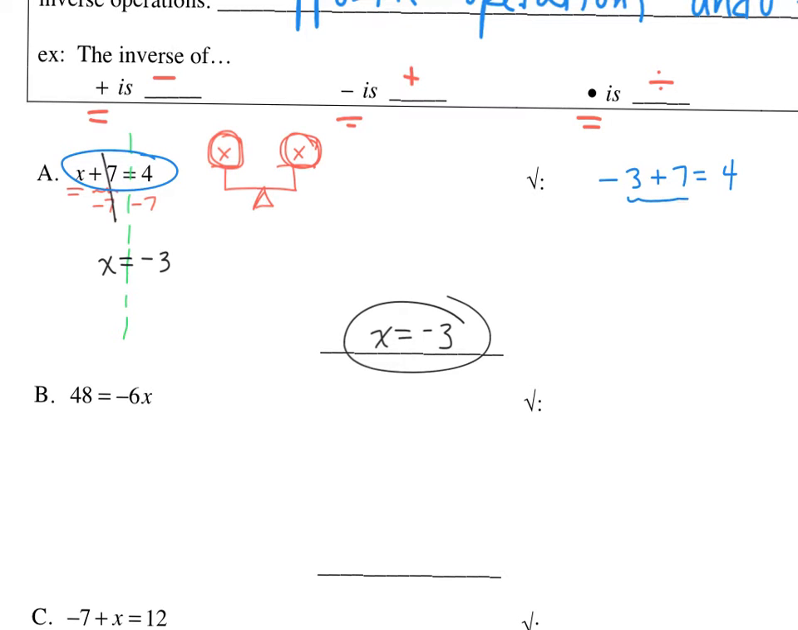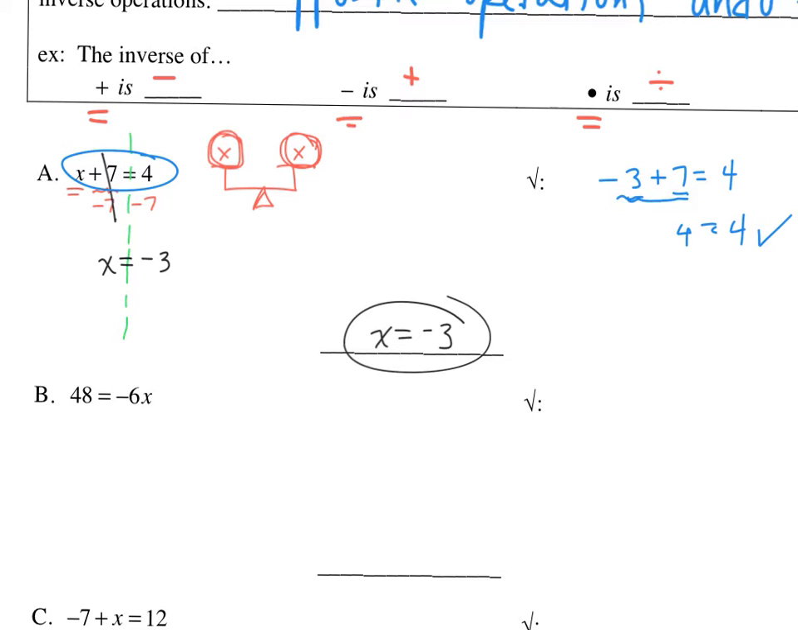What is -3 plus 7? Four. Or what's 7 minus 3? 4 equals 4, so check. That's good. If these two numbers didn't work out to be the same, then that means our x value is wrong, okay?